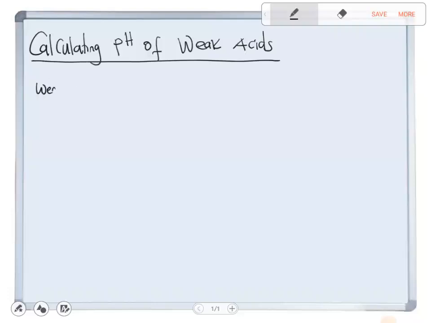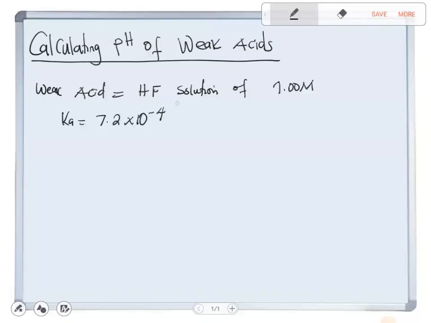So let's say we have a weak acid. Let's call it hydrogen fluoride solution, and let's give it a concentration of 1 molar. Let us also give it a Ka of 7.2 times 10 to the power negative 4. So this is an acid with that molarity and that Ka. How can we find the pH for this solution?